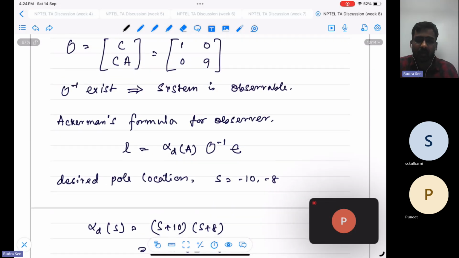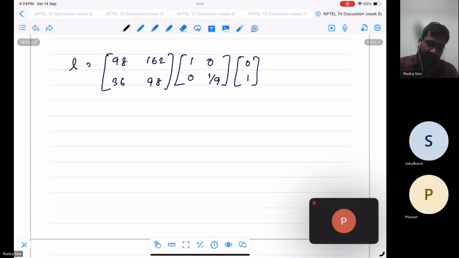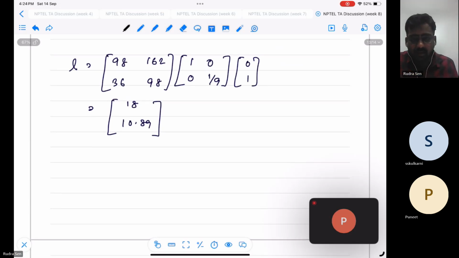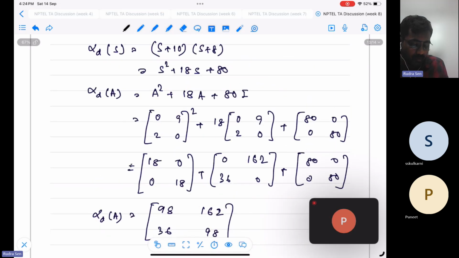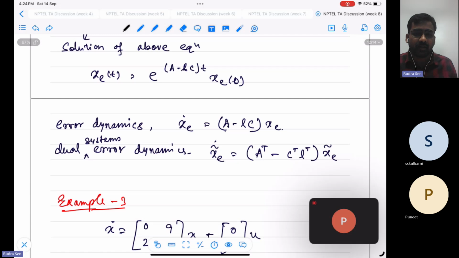Here E is basically the vector, similar to the previous case, 0, 0, 0, with the last term 1. The dimension should match the dimension of the O matrix. So it is 18 and 10.89. This is my observer gain. If we use this observer gain, then we can estimate the system state.